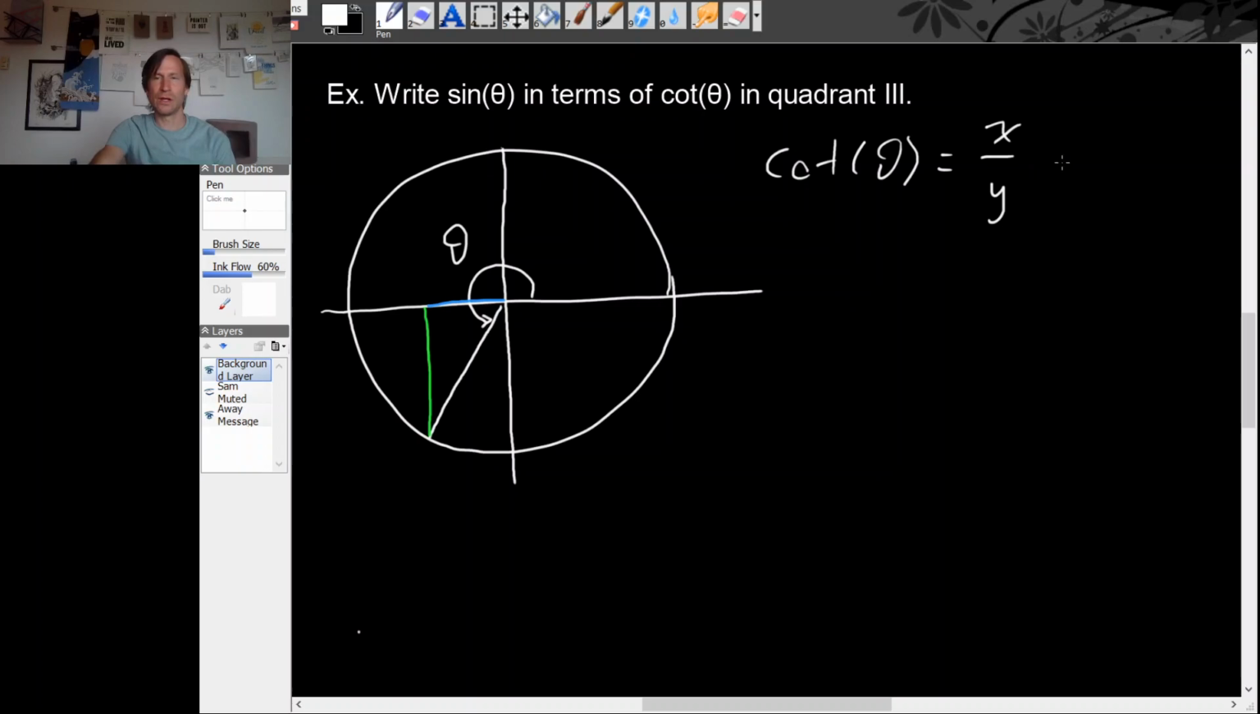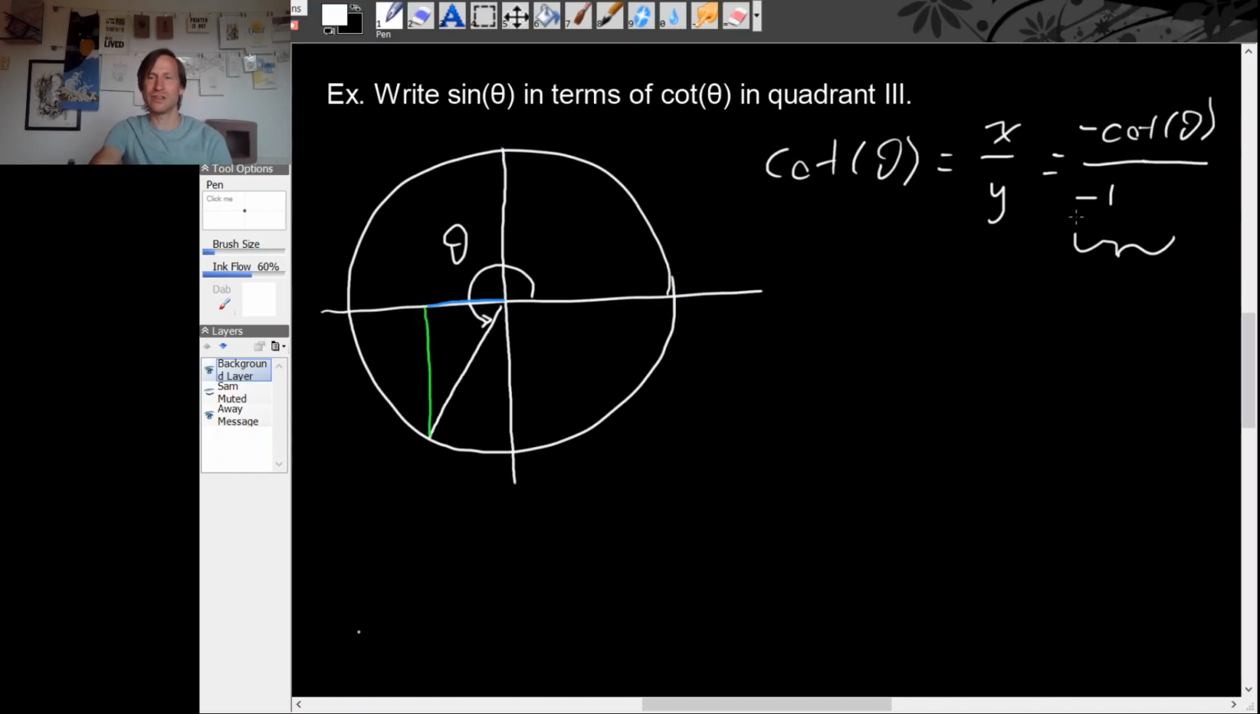Okay, so we need to pick side lengths for our x coordinate and our y coordinate so that x divided by y is cotangent. There are lots of ways to do that, but maybe the easiest way is just to insist that y be 1. Actually, since we're in the third quadrant, y is going to have to be minus 1. Okay, if we choose minus 1 for y, then to make this expression be cotangent, we have to have minus cotangent theta here.